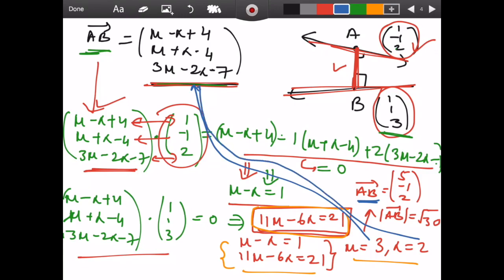Now once you do that, you get vector AB as 5, -1, and 2. And if you agree with me, the shortest distance is going to be the magnitude of vector AB. Hope this helped you to figure out this particular kind of question.